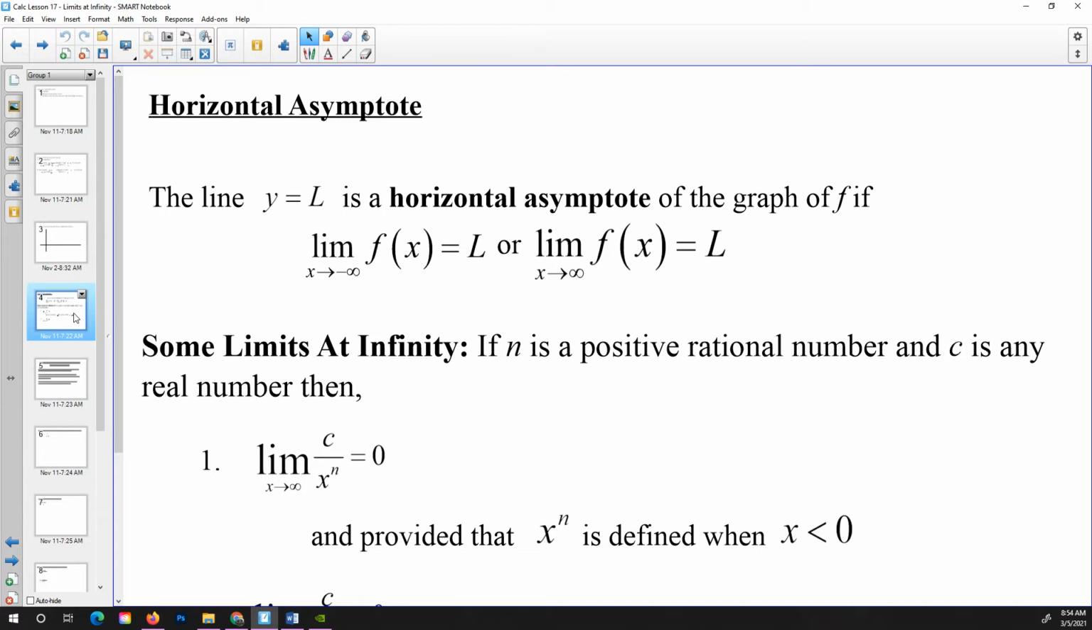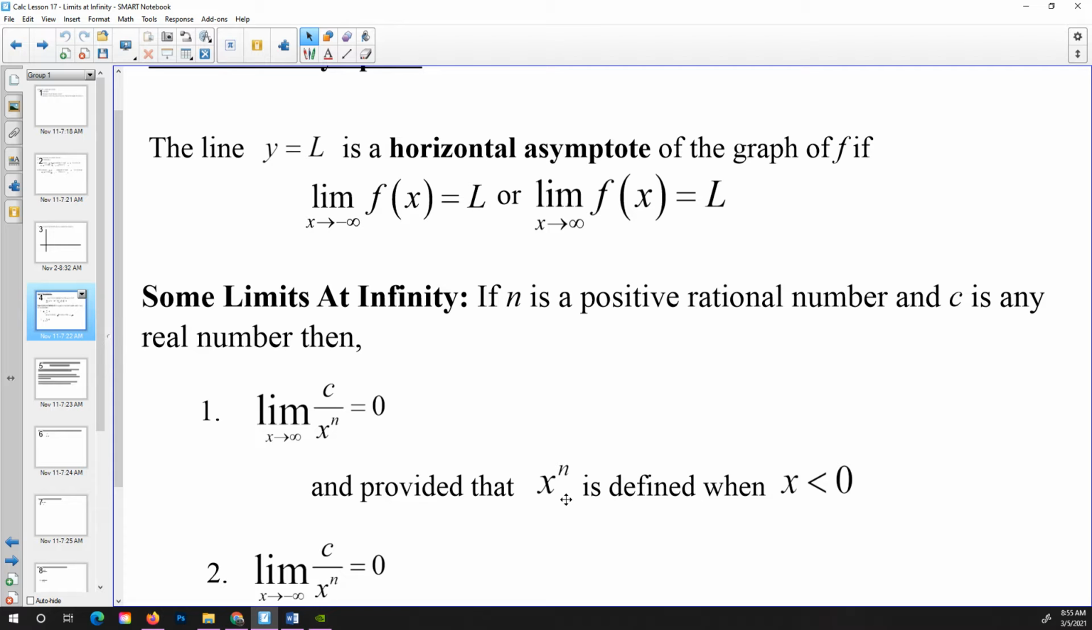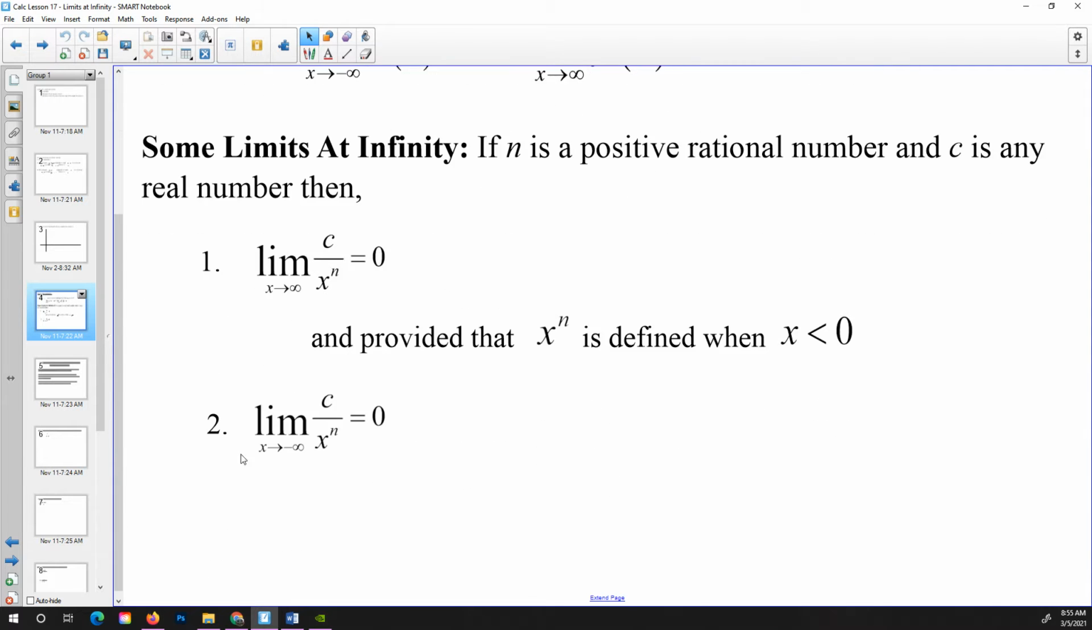Horizontal asymptote. The line y equals L is a horizontal asymptote of the graph of f if the limit as x goes to negative infinity of f of x equals L, or the limit as x goes to positive infinity of f of x equals L. Some limits at infinity: if n is a positive rational number and c is any real number, then the limit as x goes to infinity of c over x to the n equals 0, provided that x to the n is defined and x is greater than 0. The same holds true if we go to negative infinity, that c over x to the n also goes to 0.